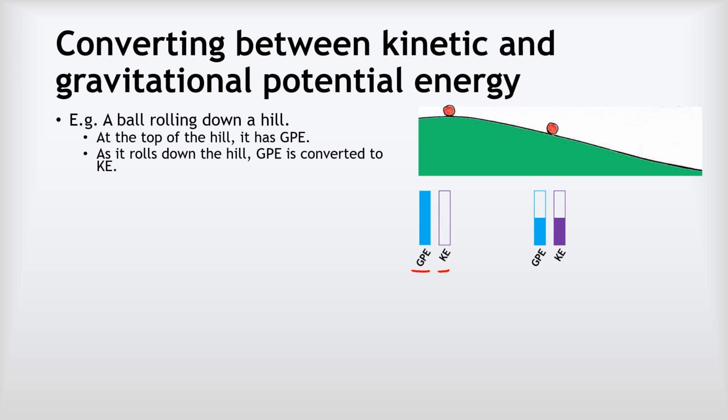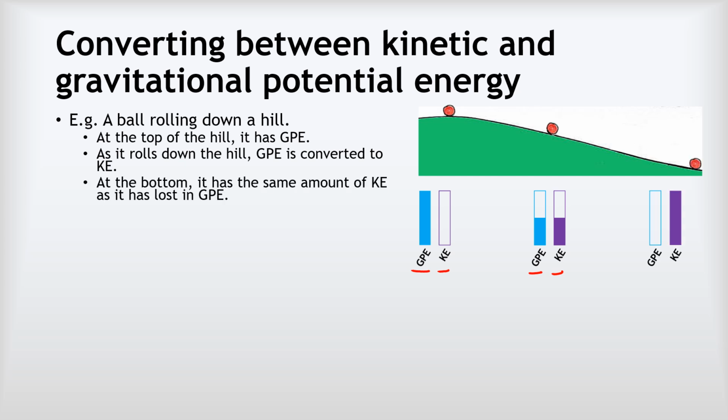So halfway down the hill, the ball will have roughly half the amount of GPE and a similar amount of KE. And then by the time it's got to the bottom of the hill, it's got no energy left in that GPE store, and all of it has been converted to the kinetic energy store. So really importantly, the amount of kinetic energy it's got at the bottom of the hill is equal to the amount of gravitational potential energy it had at the top of the hill, or more specifically, the amount of gravitational potential energy it's lost between the top and the bottom of the hill.